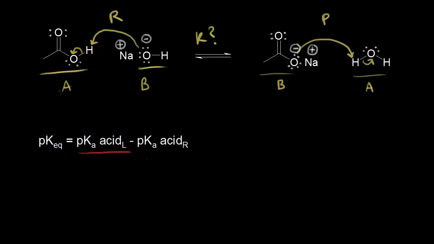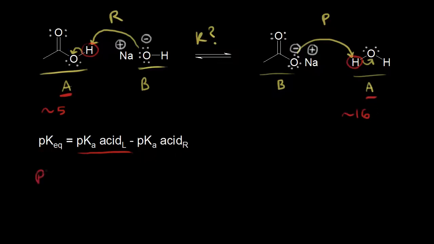So we need to know the pKa of the acid on the left. We already know that acetic acid is the acid on the left side here, and this proton right here has a pKa of approximately 5. On the right, what's functioning as an acid? That's, of course, water. So what is the pKa of this proton right here on water? That's approximately 16.